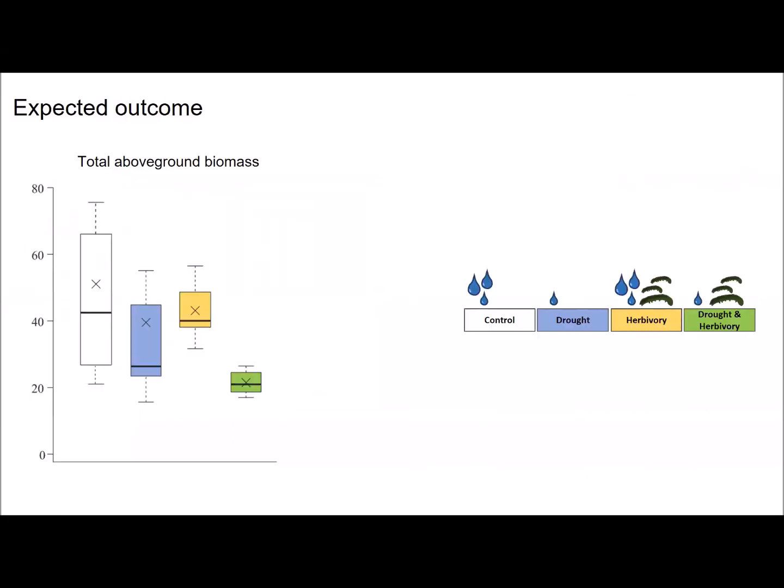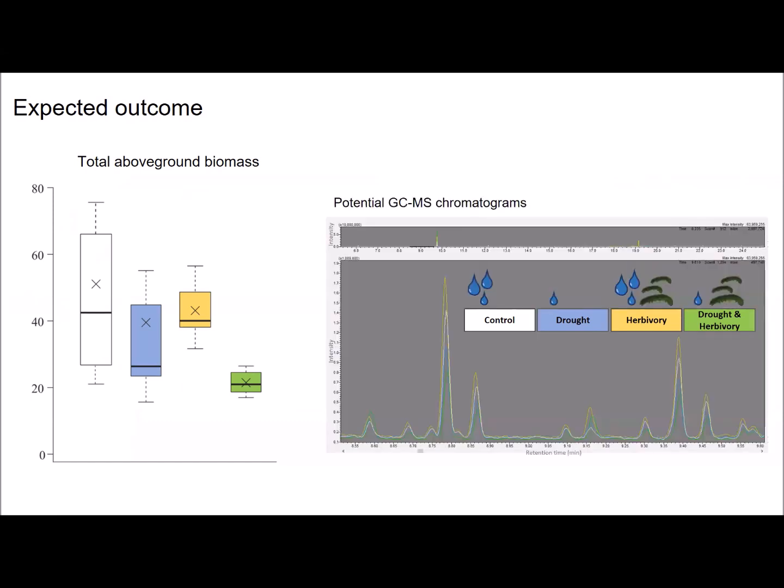We expect to find differences in the total biomass of the plants depending on which stress treatment plants were exposed to. We also expect differences in their chemical profiles due to phenotypic plasticity. We aim to publish the results of this experiment in an open source journal.